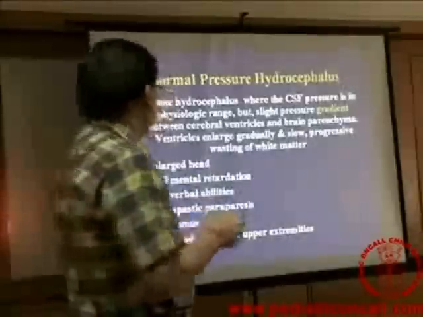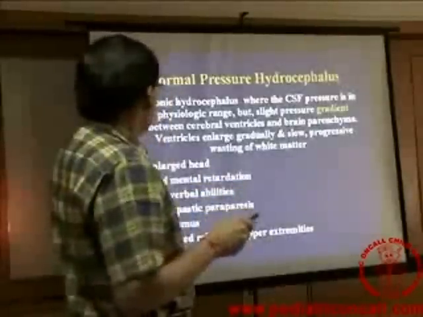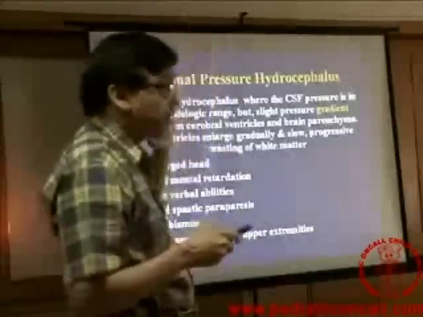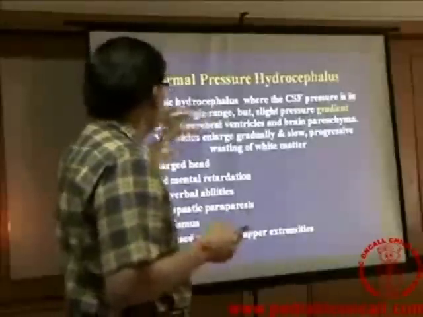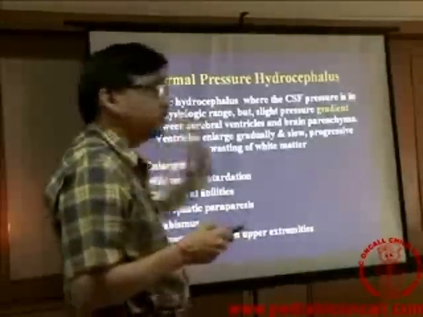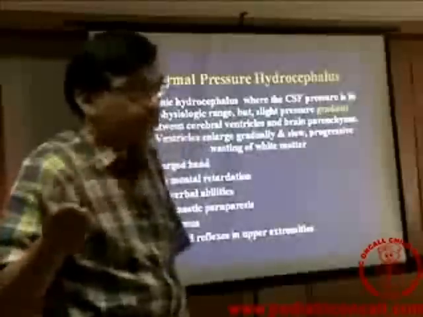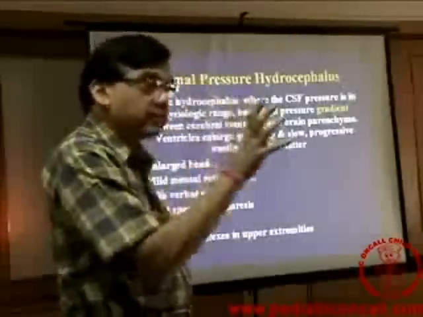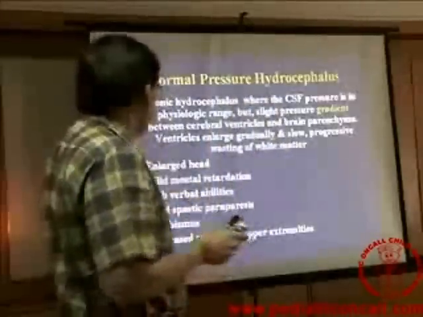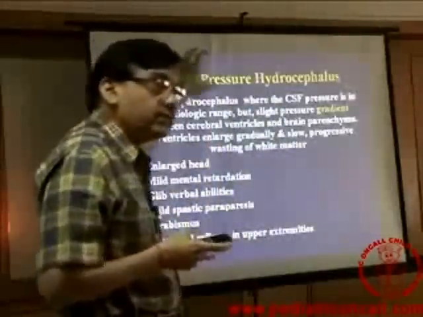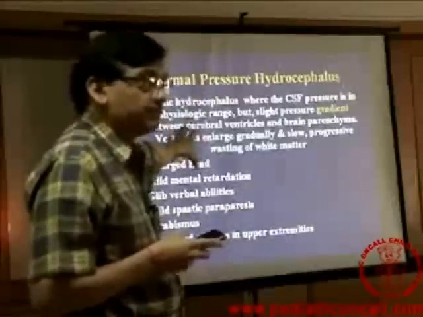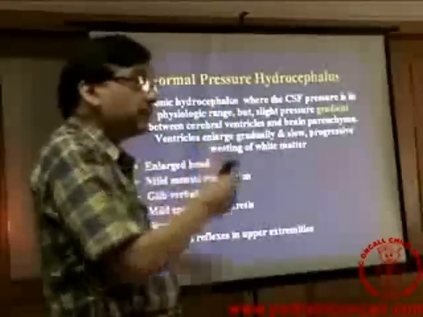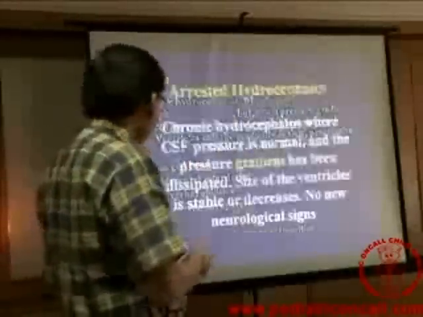Normal pressure hydrocephalus. Now here, it's an irony that this is where the CSF pressure is normal. So the intracranial pressure of the CSF is not raised, but there is a pressure gradient between the cerebral ventricles and brain parenchyma. So if you do subsequent CTs or an ultrasound or whatever, you will find that the brain parenchyma definitely is thinning and the ventricles are gradually increasing. The important thing is that if this is there, you need to put in a shunt. You need a shunt, because the pressure is normal, but at least it prevents the ventricles from further enlarging.